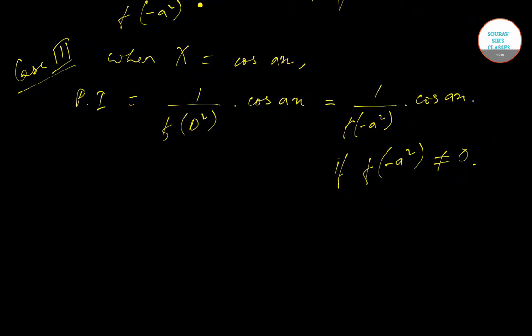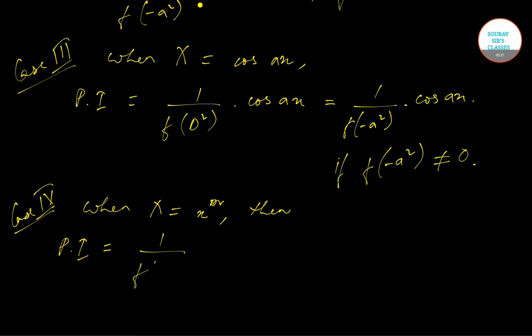Let me go to the fourth case, which is case 4. In this case, when X is equal to x^m, the particular integral will be of the format 1 by f(D) into x^m. Now this 1 by f(D) we can write as [f(D)]^(-1) into x^m.